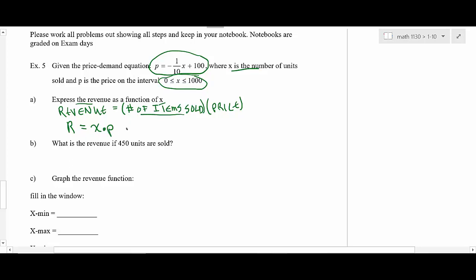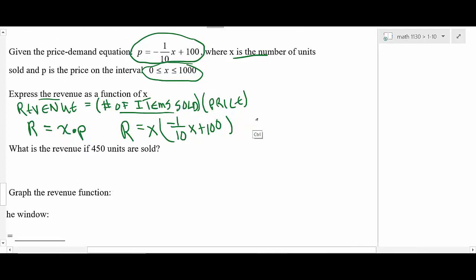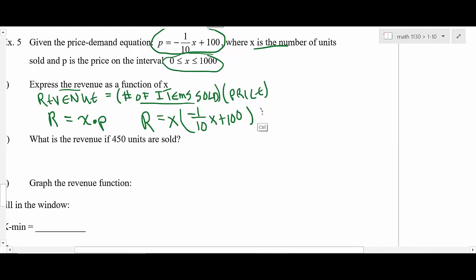So what we're going to do with this one, when we get our revenue function, is take X and multiply it by negative 1/10 x plus 100. We're going to work that out, and that's going to be the function that we deal with. Using the distributive property, that ends up being negative 1/10 x squared plus 100x.